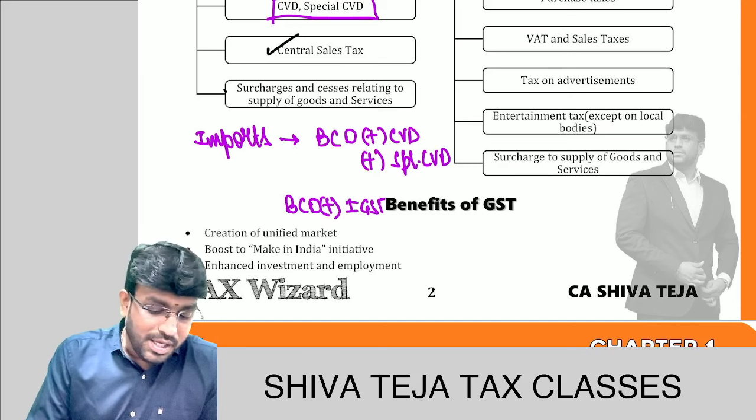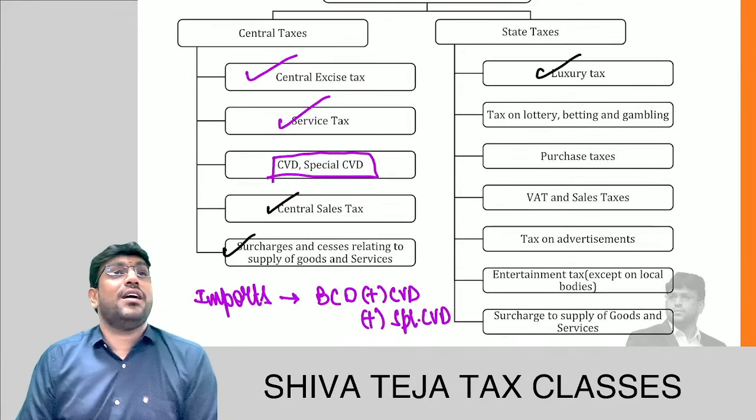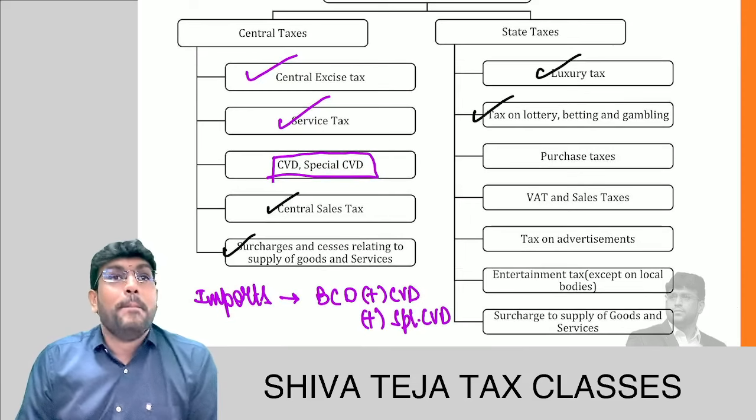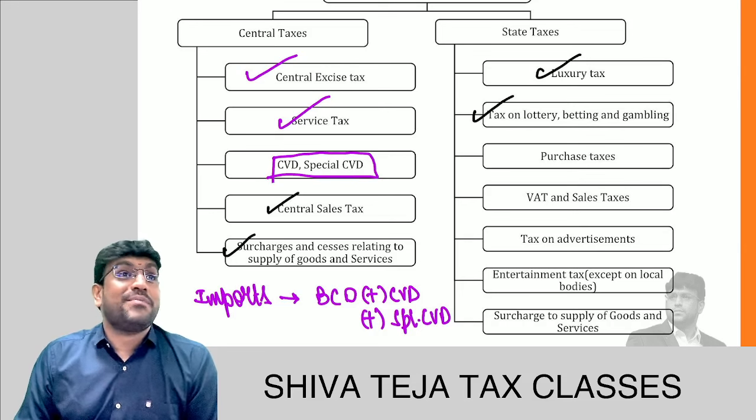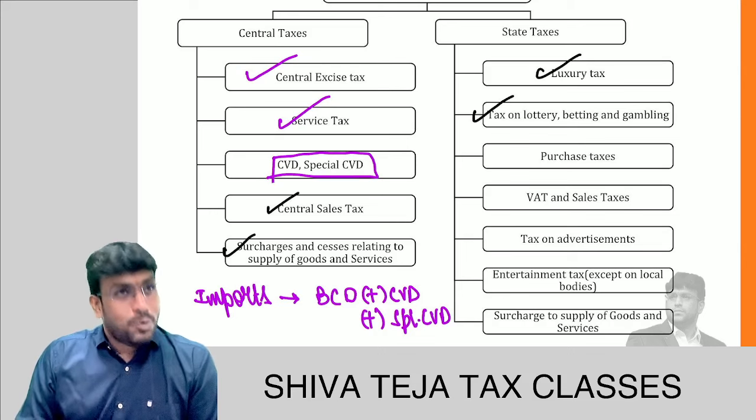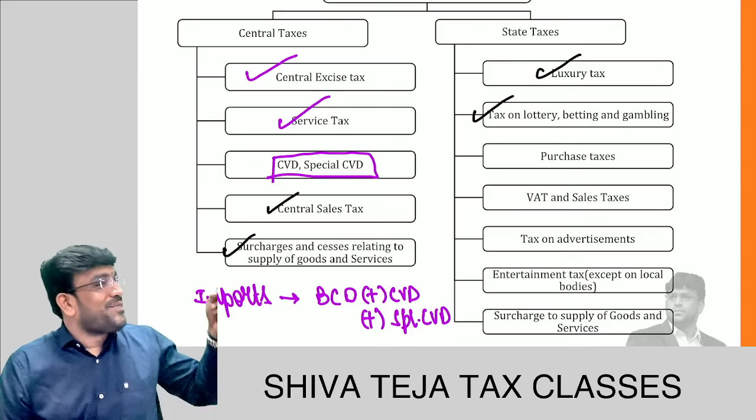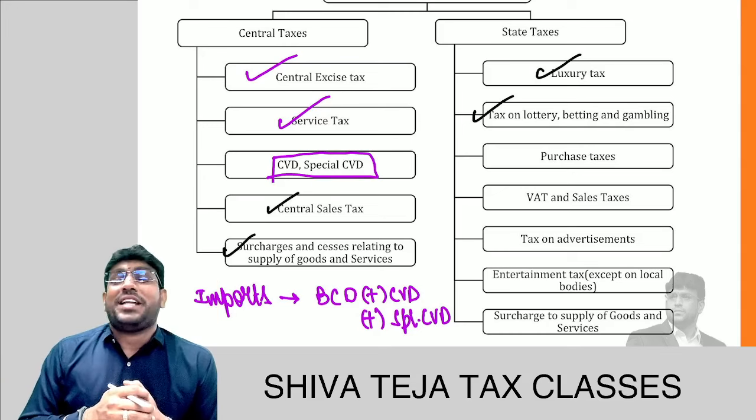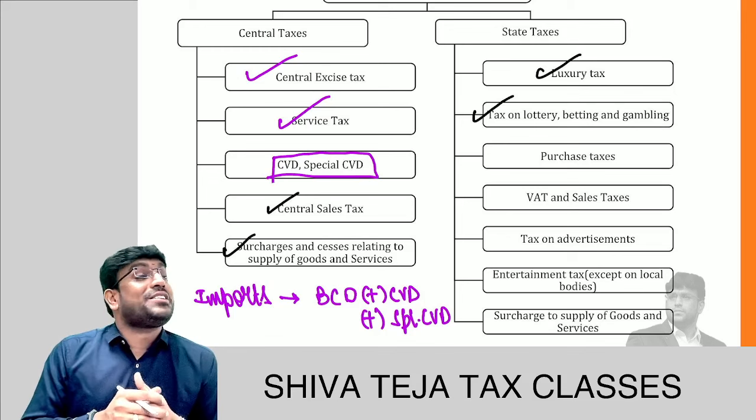Surcharge and cess related to these goods. On the right side you see, state level. Luxury tax. Before, when we used to go to star hotels, there used to be luxury tax. Tax on betting, gambling, lottery. And let me tell you, online games are also taxed. Before, online games were not taxed, but now online games are also taxed in GST. And for your information, the GST rate on online games or betting, gambling, lottery is 28%. Clear? Even casinos are taxable.